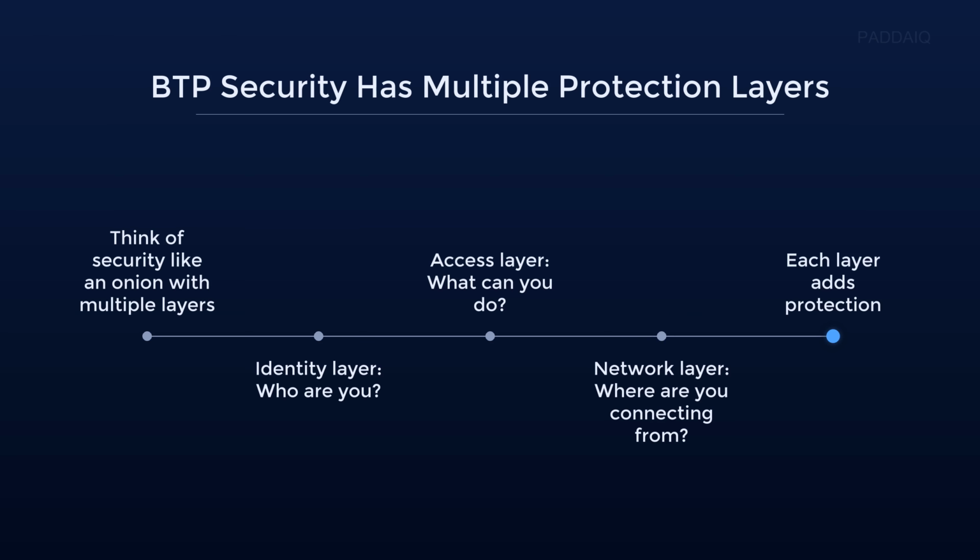Each layer adds protection. This means security measures are stacked, so if one layer is compromised, others still defend. For example, a building has a fence, locked doors, and an alarm system. Breaching one does not grant full access. This layered approach ensures comprehensive security for your applications and data.